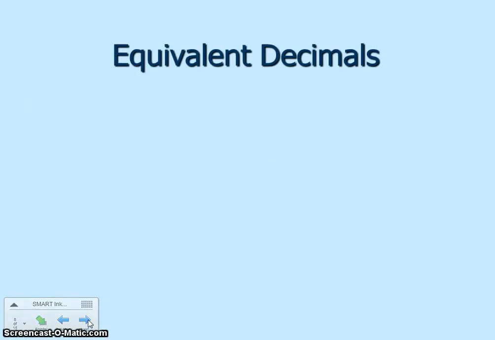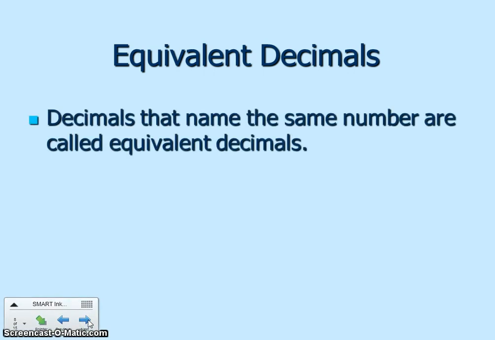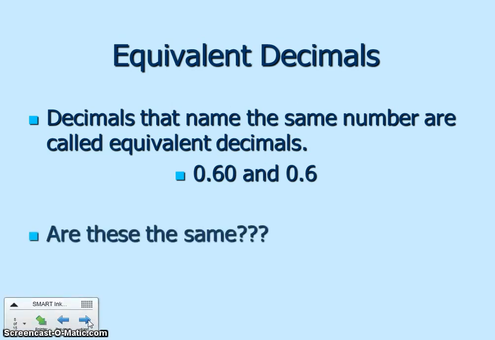Now, there's something else called equivalent decimals. Decimals that name the same number are called equivalent decimals. That means they're equal, such as 0.60 and 0.6. Are these two numbers the same?